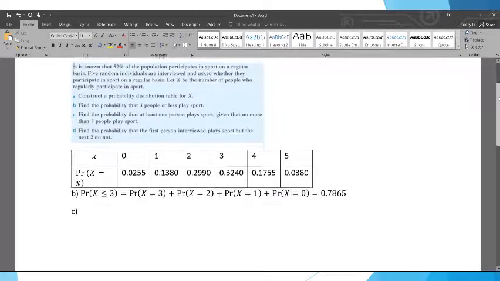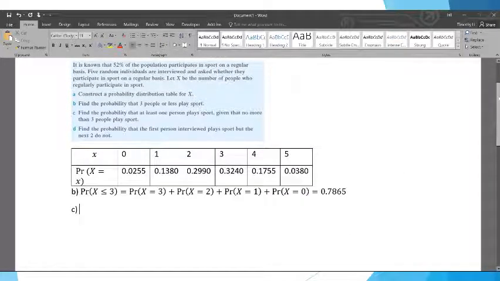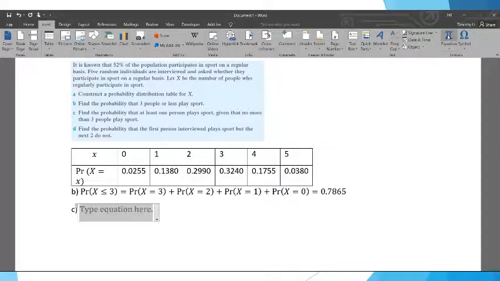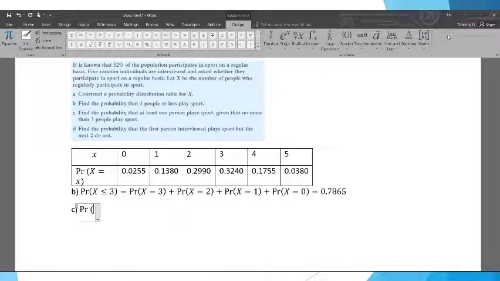I'll scroll this down a little. Find the probability that at least one person plays sport, given that no more than 3 people play sport. So let's look at how this works. We have the probability that at least one person plays sport, given that no more than 3 people play sport.